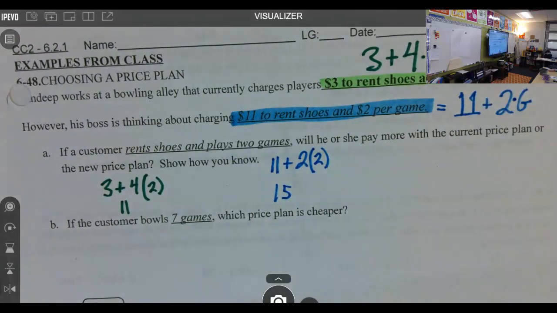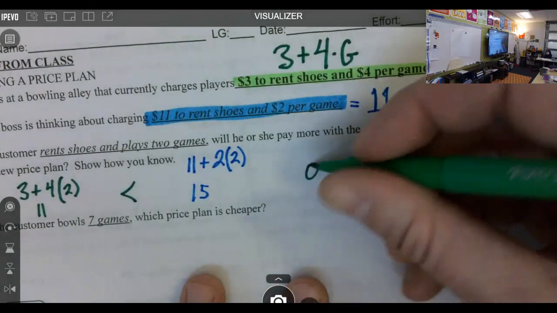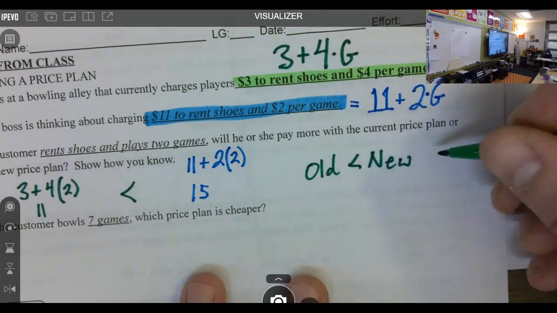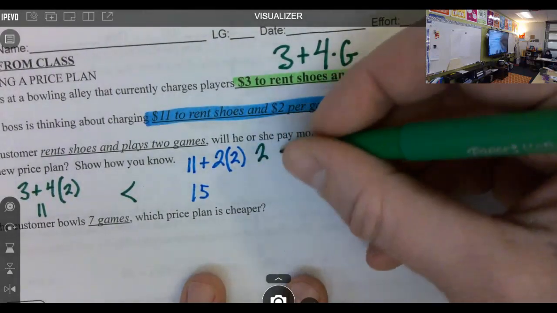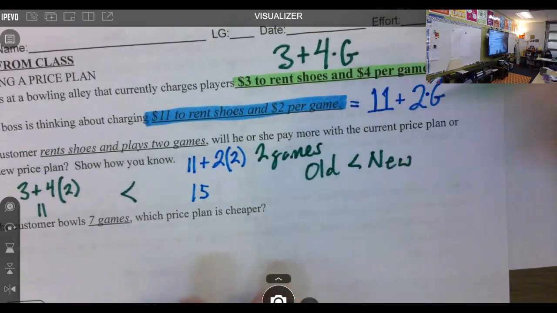Ooh, so whose pricing plan was cheaper there? The old one or the new one? The old one, right? The old one was better here. So here we see the old is less. For 2 games, though. For 2 games. Sorry, that's a little hard to read.